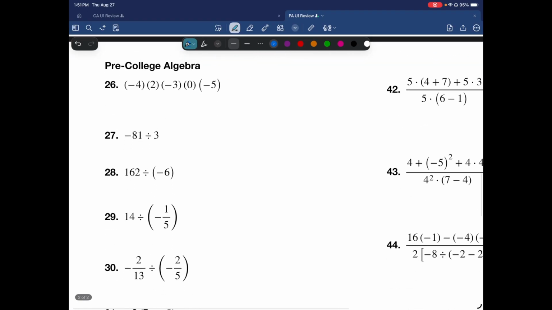All right, so look at 26. You got 5 numbers multiplied together, but one of them happens to be 0. So it doesn't really matter what the rest of them give you. That 0 is going to make this whole thing 0.